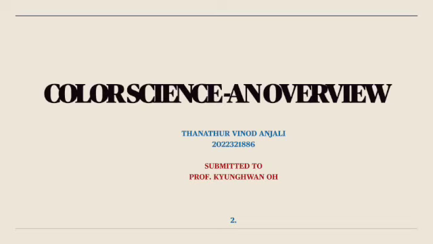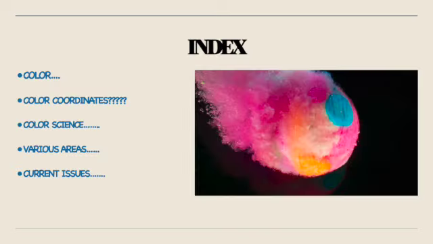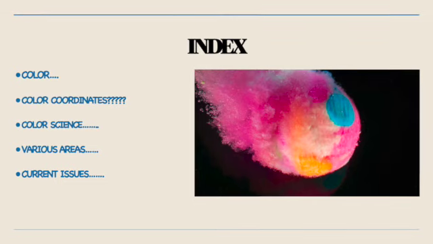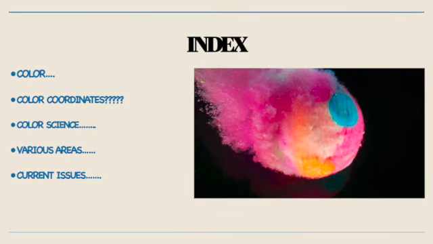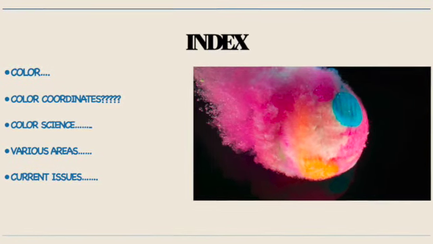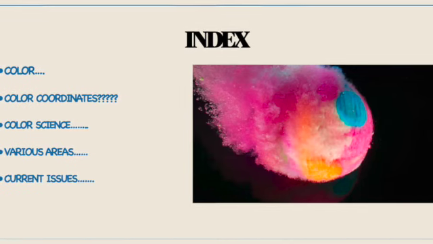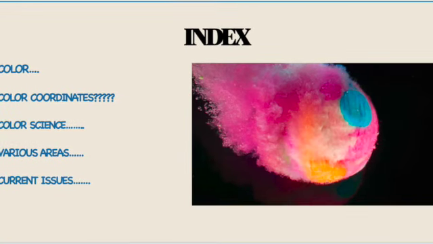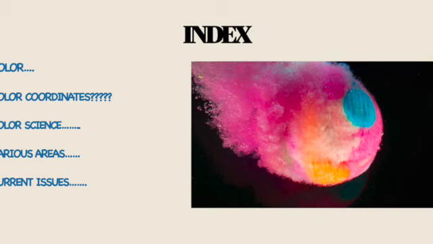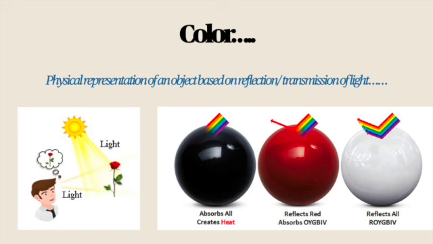Hi guys, today I'm going to talk about color science, which deals with the study and construction of colors and color coordinates. So let's talk about it. I divided this presentation into five sections: color, color coordinate, color science, various areas, and current technical and scientific issues in this field. So let's start the presentation first.